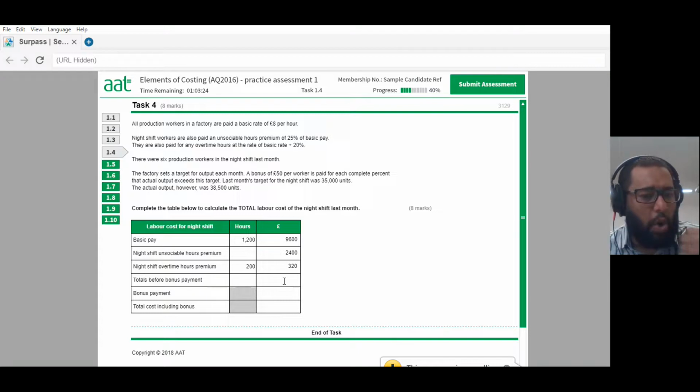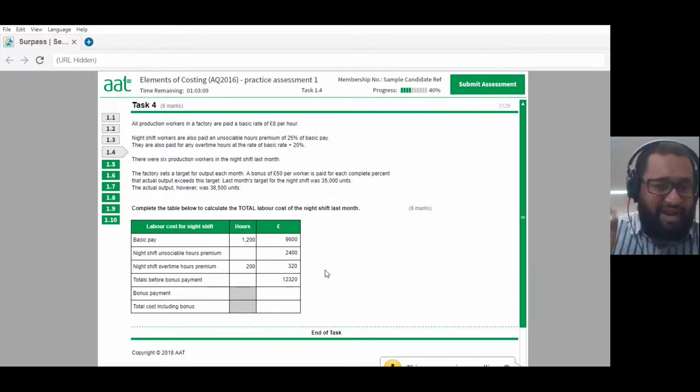Okay, so the total before the bonus payment is going to be £12,320. So we have managed to calculate up to that far, but now we have to look at the next step. Next step is how to calculate the bonus.